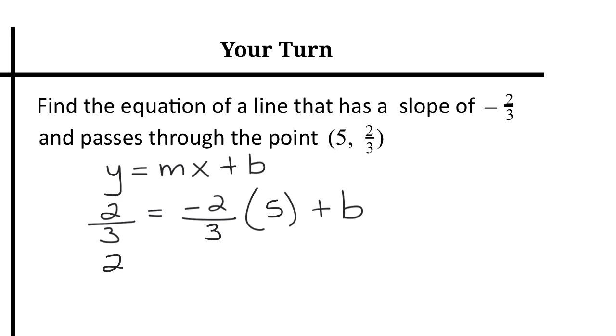So we can recopy 2/3. We have an equal sign. And then on the right-hand side, we've got some multiplication. So -2/3 multiplied by 5 is -10/3.